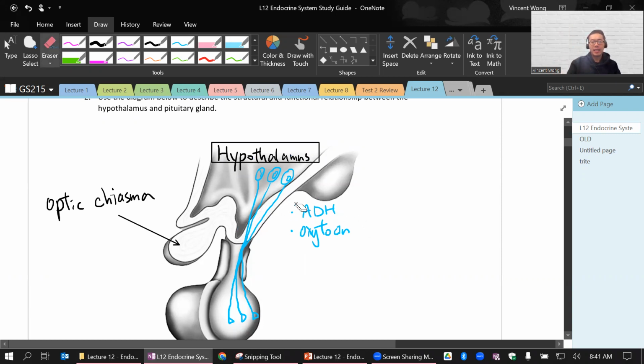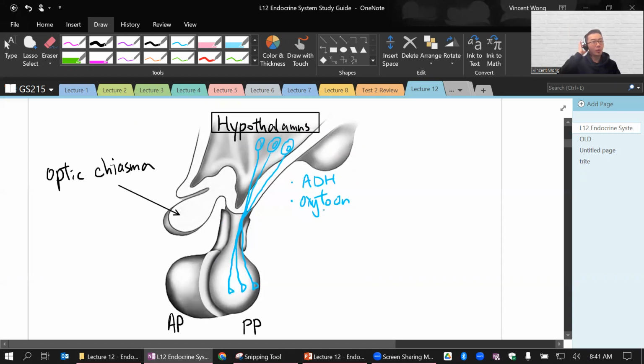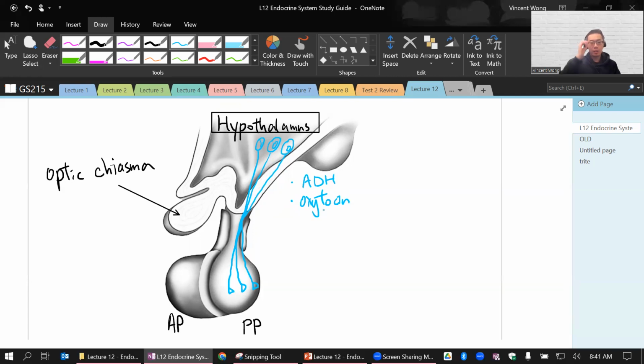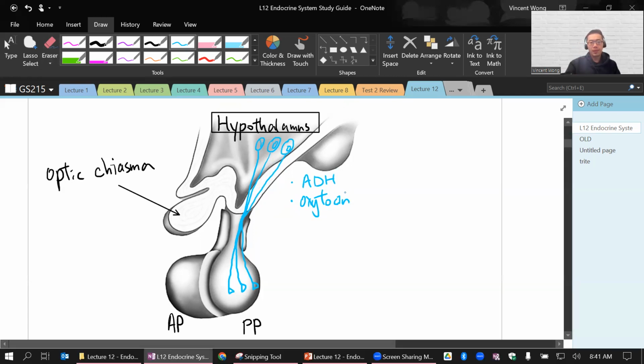Okay, so this one, ADH, antidiuretic hormone, and oxytocin, they are both produced here, packaged into little vesicles that will be transported down to the posterior pituitary until they are going to be released. Now, just very briefly, ADH helps you conserve water, and the oxytocin produces uterine contraction, right? As well as the letdown of the milk. Okay, so more on that later in the PowerPoint.